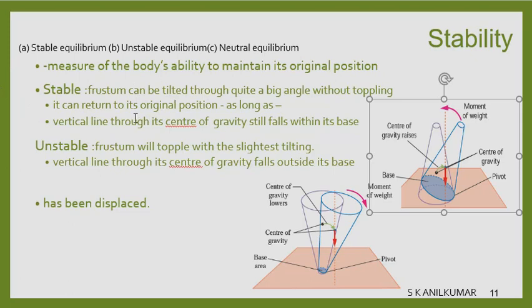This is stable. What is unstable? The frustum is tilted, and even with the slightest tilting, the vertical line through the center of gravity falls outside the base, and because of that, it does not return to the position but topples. If the vertical line through the center of gravity falls outside the base, even for a small angle, then it will not return to its original position but will topple. Then it is unstable.